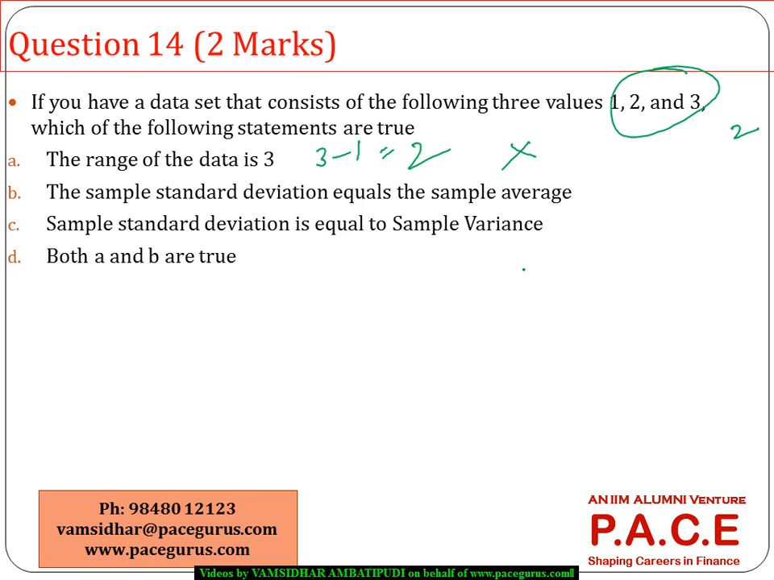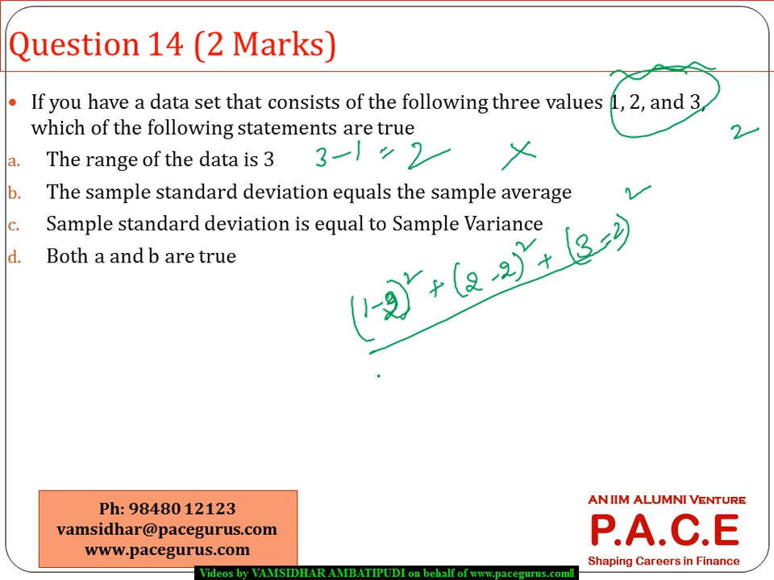I subtract each number from the mean: 1 minus 2 whole squared plus 2 minus 2 whole squared plus 3 minus 2 whole squared, divided by, because it's a sample standard deviation, n minus 1, which is 3 minus 1, 2. So 1 plus 0 plus 1 over 2 comes out to 1. So this is the sample variance. The sample variance is equal to 1. The sample standard deviation is the square root of 1, which is again 1.